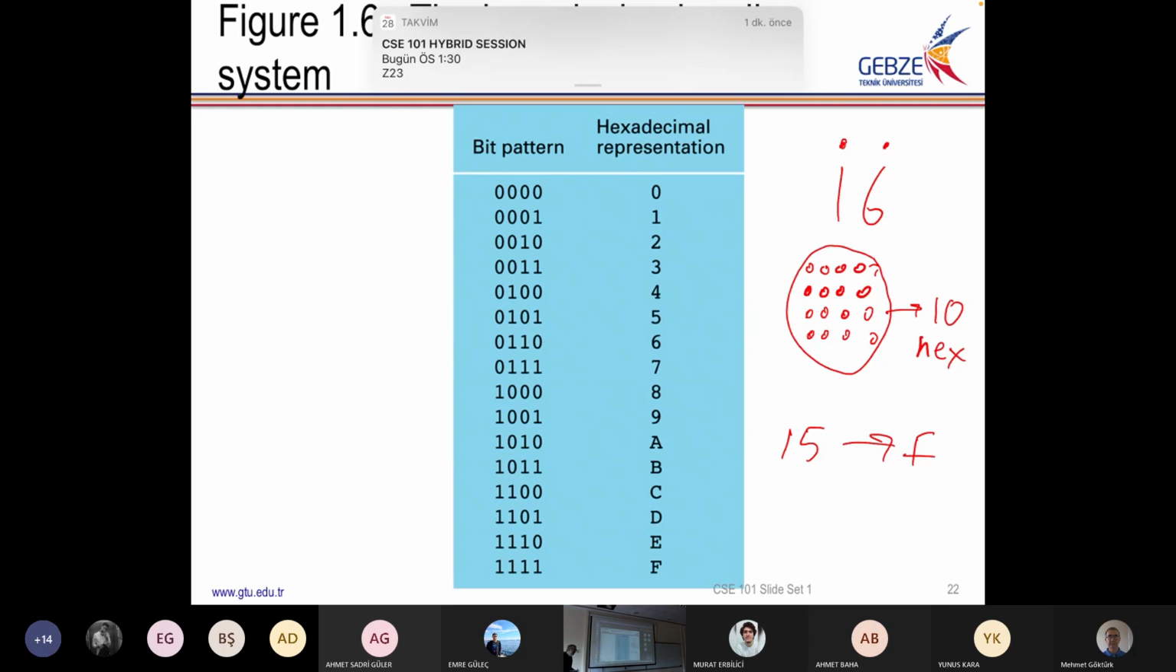This is 4-bit. If you think about a 16-bit number, there are 4 of them. Each of these is called a nibble. Each of them has 4 bits. So in total, this is a 16-bit number.